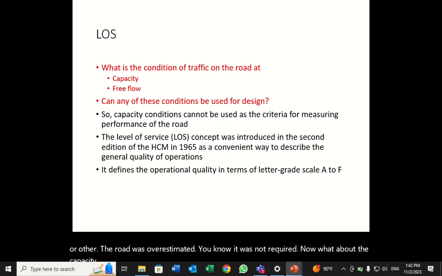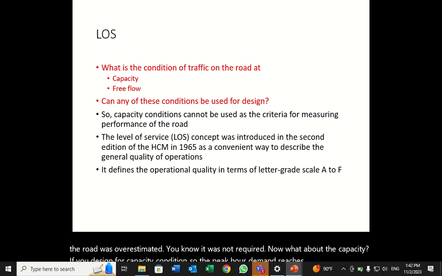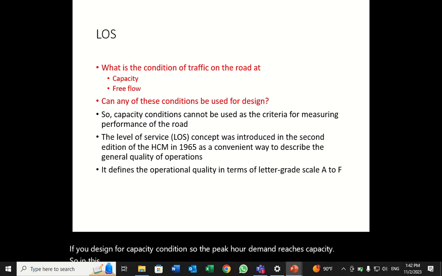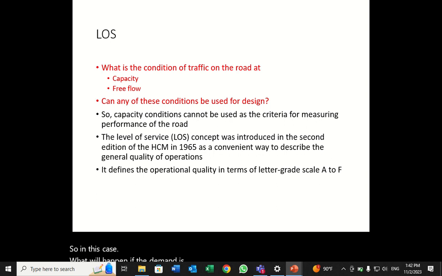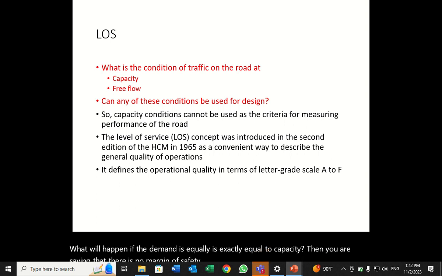Now what about the capacity? If you design for the capacity condition, the peak hour demand reaches capacity. What will happen if the demand is exactly equal to capacity? Then you are saying that there is no margin of safety, no margin of error. So you are on dangerous ground now. This is unstable.